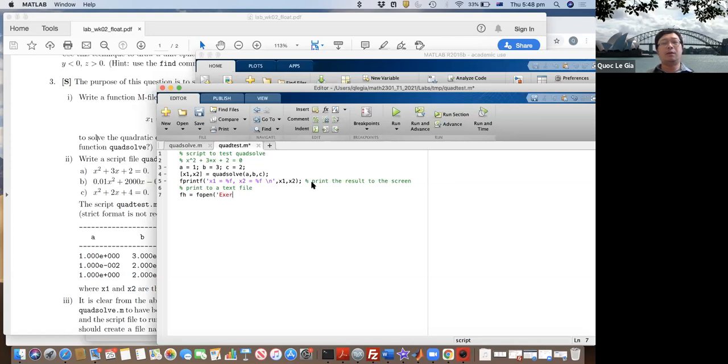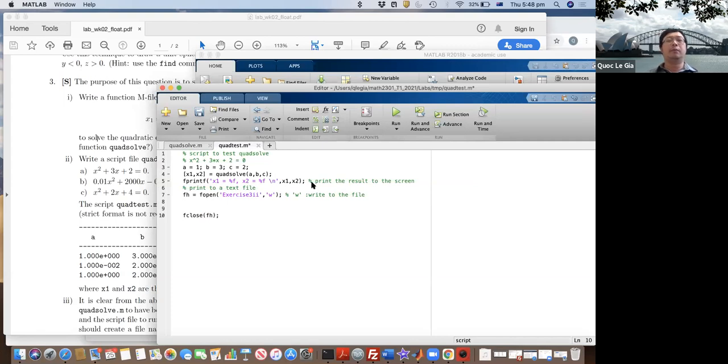So exercise 3ii, and I put in w, means that it will have a permission to write to the file, yeah? So remember when you open it, then you do something in the middle, then remember to close it. So fclose in the end.